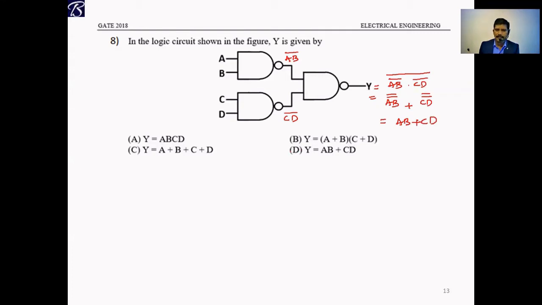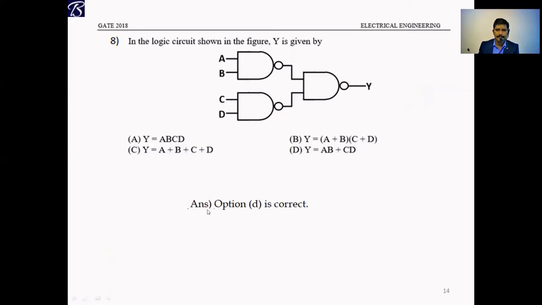What is the option here? AB plus CD. Option D is correct. Let us check the answer. Option D is correct, right?